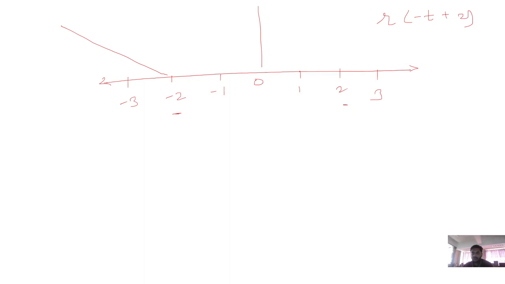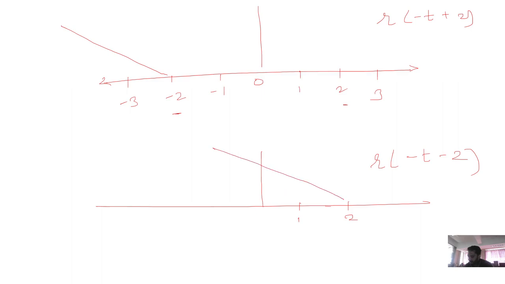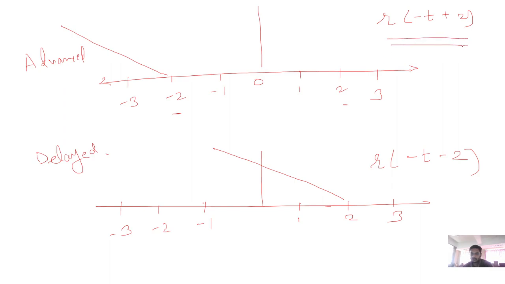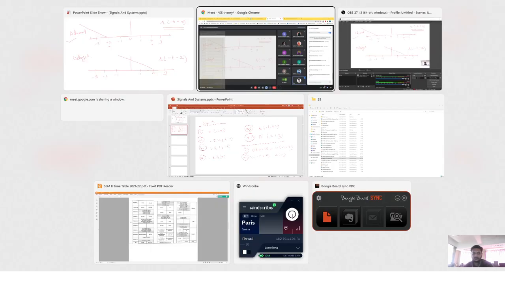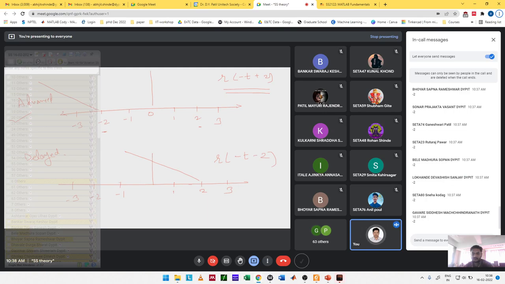If it had been time delayed, if it had been minus t minus 2, it would have become something like this. This is time delayed. So this is advanced and this is delayed. But we were asked to draw this one, so this is the correct one. I hope I'm making sense. Is it clear for everyone?